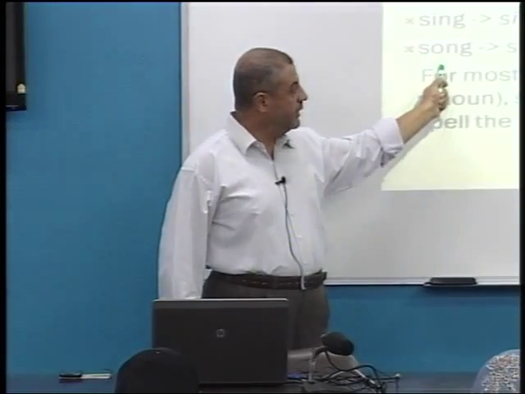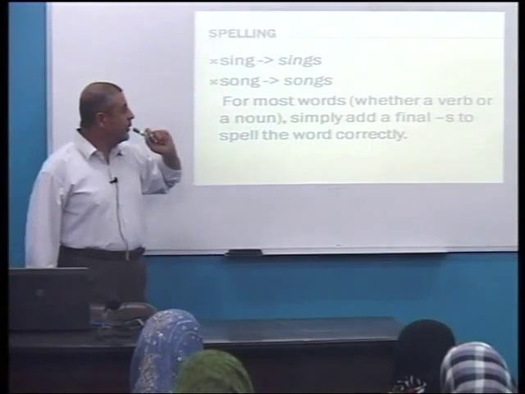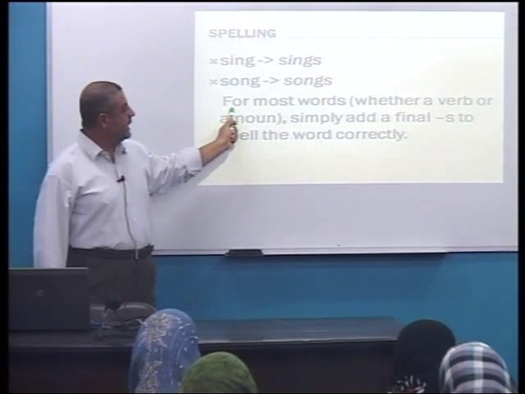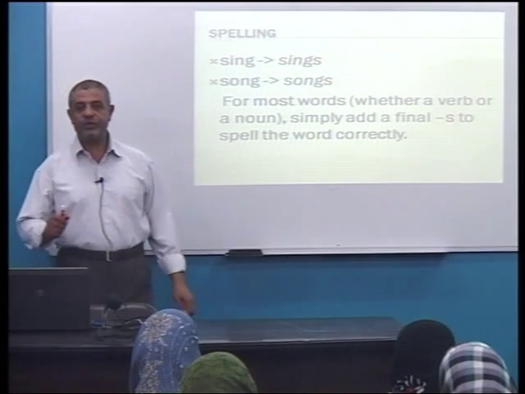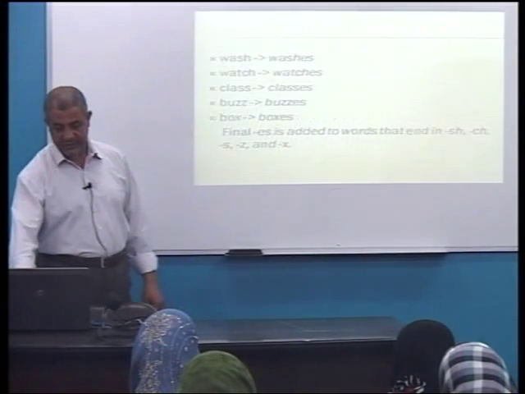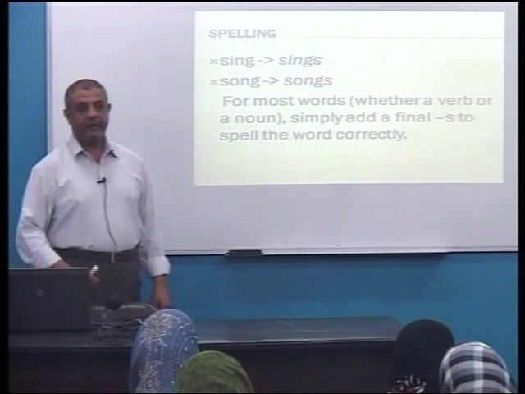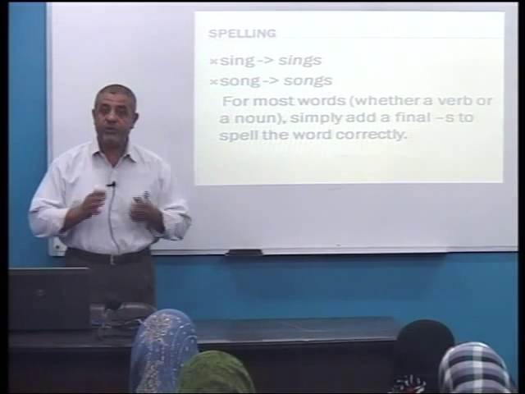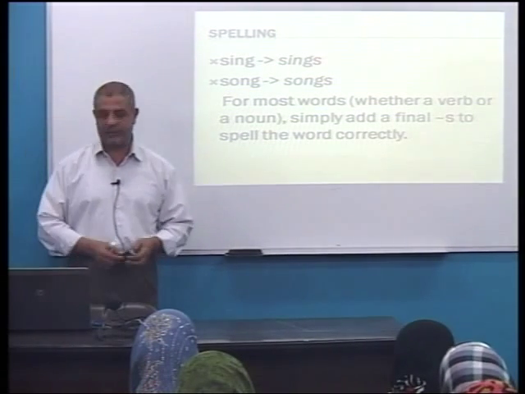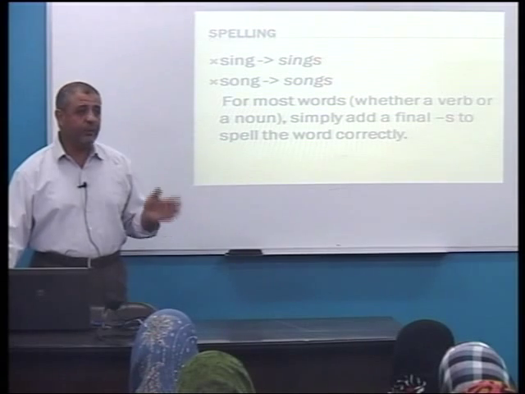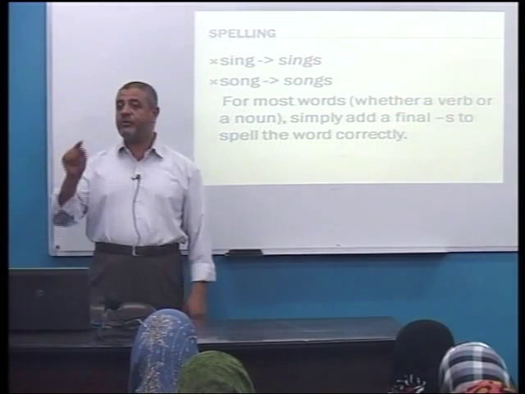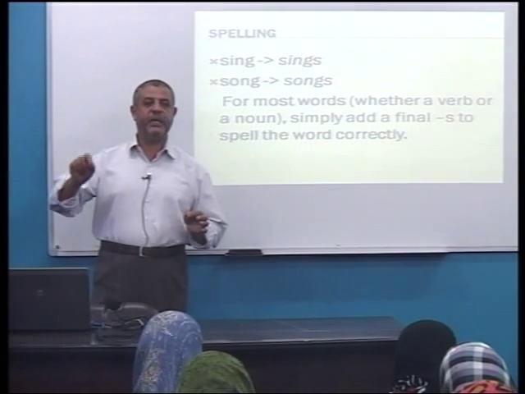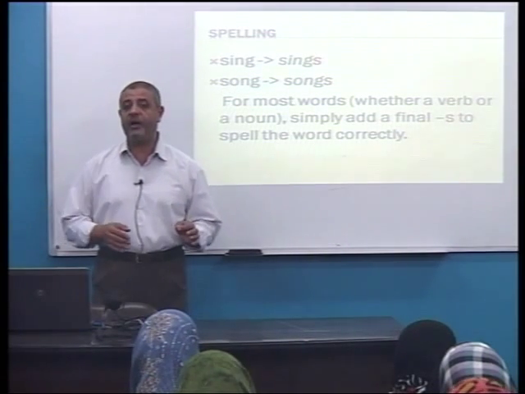Verb and noun. Okay, verb and noun. Now, how can we look? For most of the verbs and nouns, we add what to make it plural, in general, most of the words? By word, we mean what? Verb or noun. Simply we add what? S. So most of the words, most, not all, of the words in English take S to be plural, whether they are nouns or verbs.